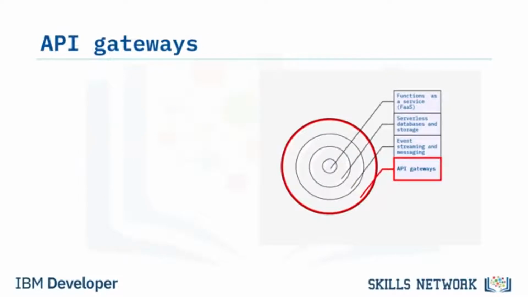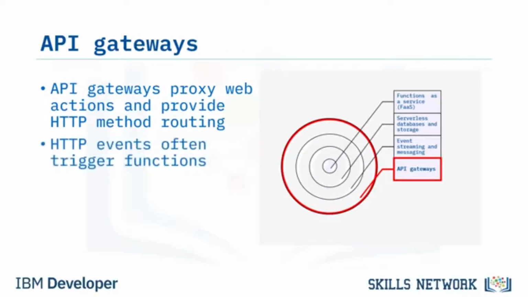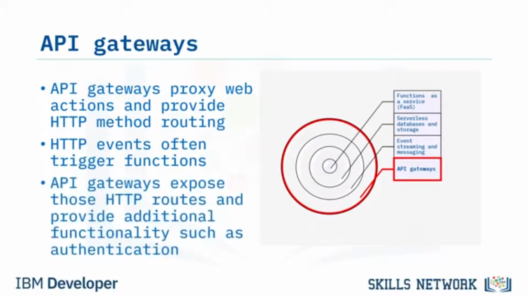The final attribute of the serverless stack consists of API gateways. API gateways act as proxies to web actions and provide HTTP method routing, client ID and secrets, rate limits, and more. In other words, HTTP events often trigger functions. For instance, a POST request to the endpoint for a function might trigger the function to perform a specific action. An API gateway can expose the HTTP method route so that the API is accessible to other services.